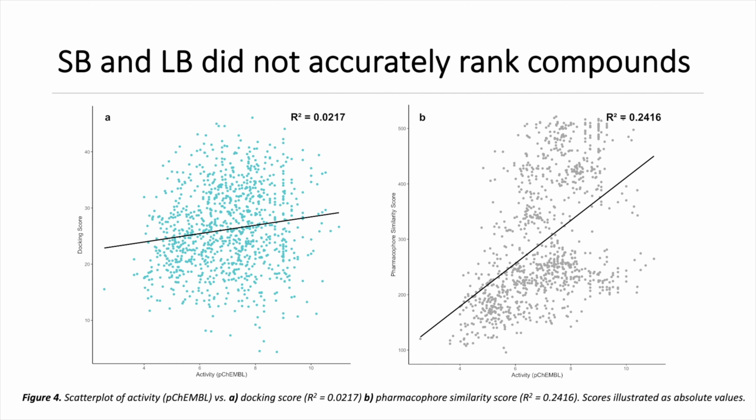In Figure 4a for SB and 4b for LB, the x-axis illustrates activity as pChEMBL, a standardized metric for activity, and the y-axis illustrates the score output for each method. For both SB and LB, activity was not predictive of score, demonstrated by R-squared values of 0.02 and 0.24 respectively, suggesting that both SB and LB were unable to accurately rank active compounds. Interestingly, LB ranking performed substantially better than SB.